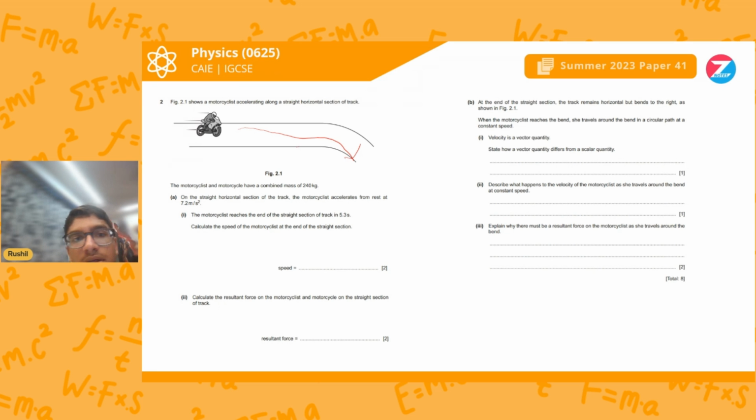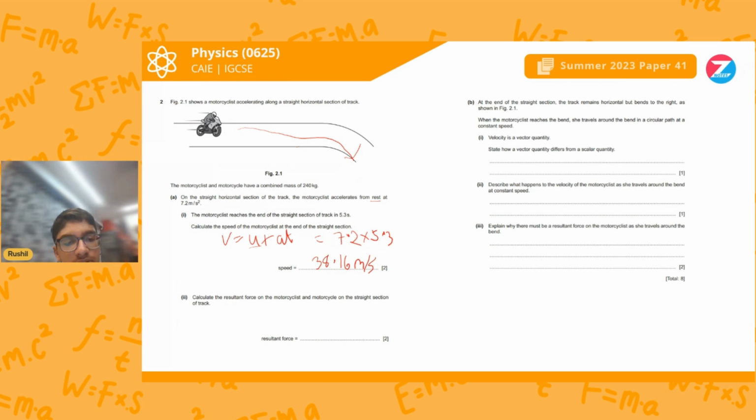Calculate the speed. As you know, v is equal to u plus at. Here initial velocity is 0 since it accelerates from rest. So the speed is just acceleration into time taken, which is simple enough. It is 38.16 meter per second.